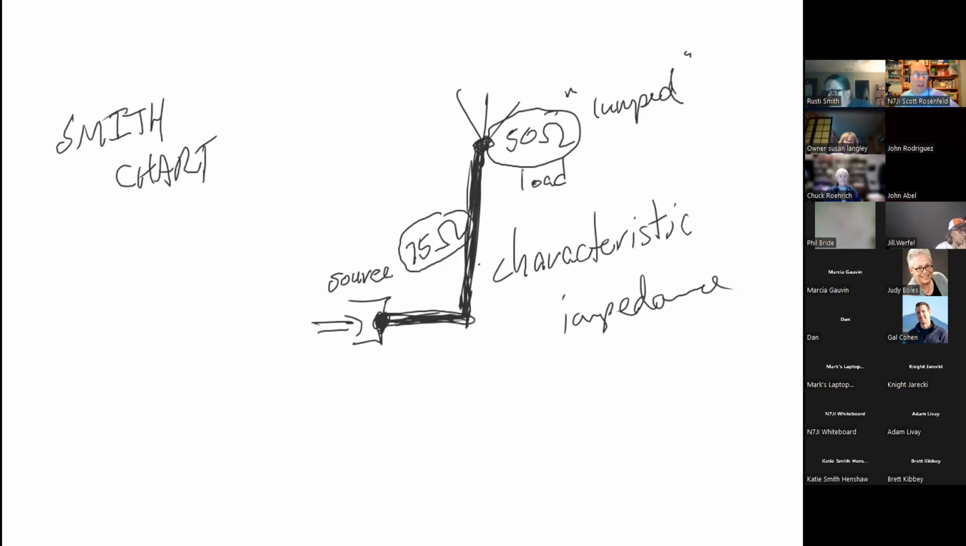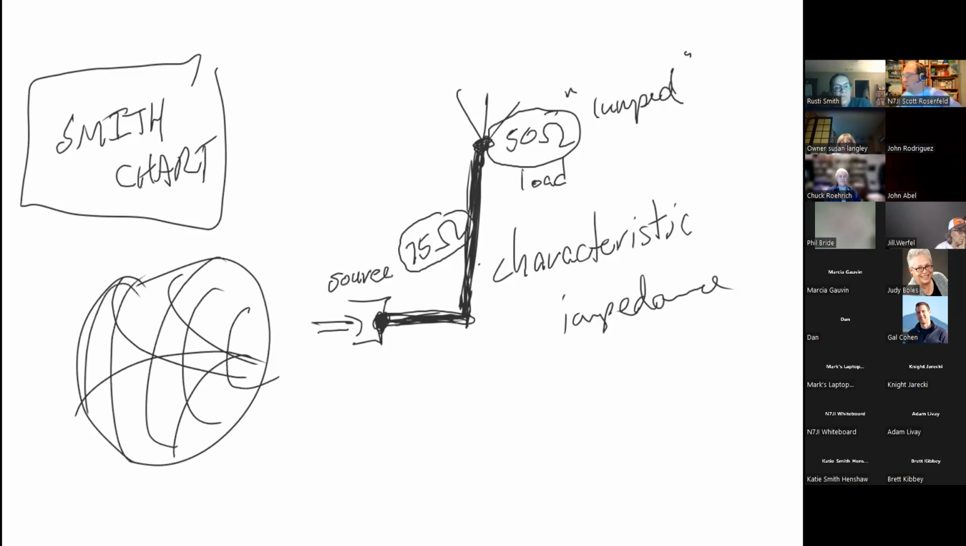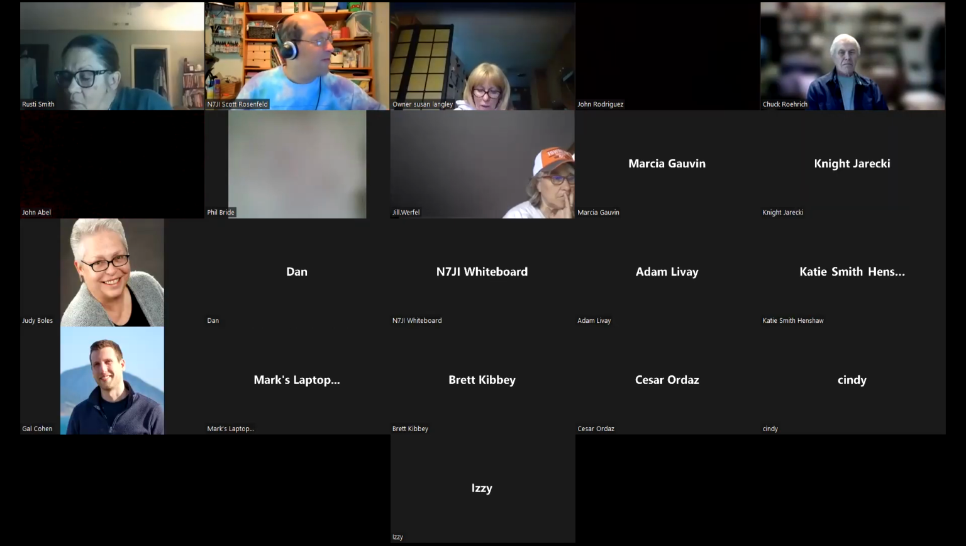Because basically the transmission line will act as an impedance matching transformer at that point, and a Smith chart is used to figure out what that does. If you've ever seen one, it kind of looks like this. It has two different sets of curves: a resistance axis and a reactance axis. And that's on the Extra class exam. Very, very useful. They teach them in college as well for just that reason.